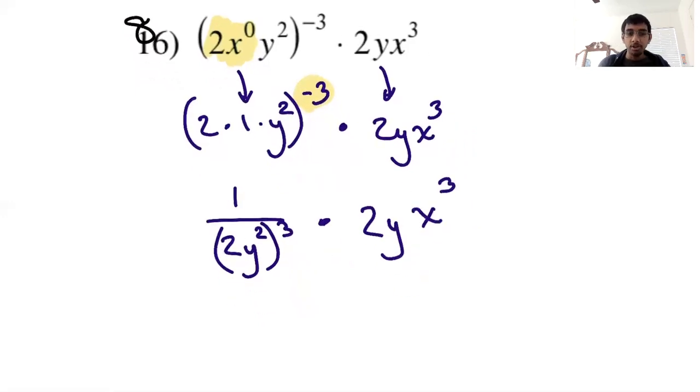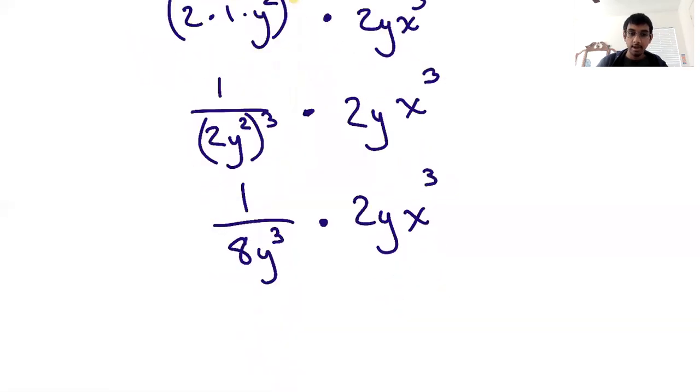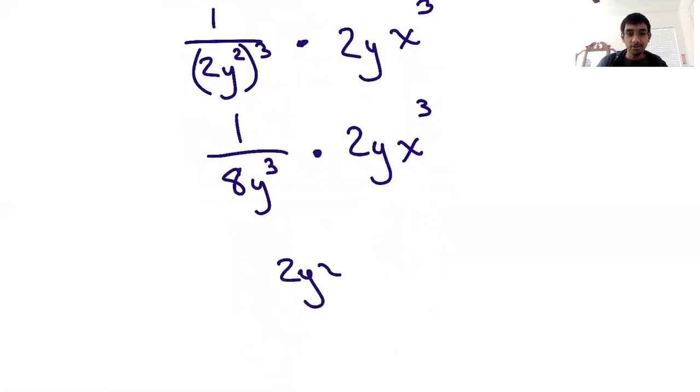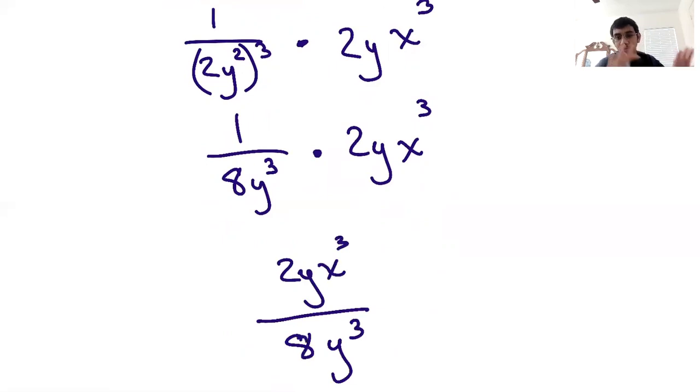Okay, so now what we can do is two things. Number one, we're going to start off with this. We're going to simplify this, right? Because we have to distribute this exponent to all the parts of the fraction. So it becomes 1 over 2 to the third, which is 8, times y squared to the third power. So that's going to be y to the 6th because we're multiplying the 2 times 3, y to the third. And then we're going to multiply this times 2yx to the third. And then from there, it's going to become 2yx to the third over 8y to the third. Awesome. So you would think we're done, but no, we're just starting.